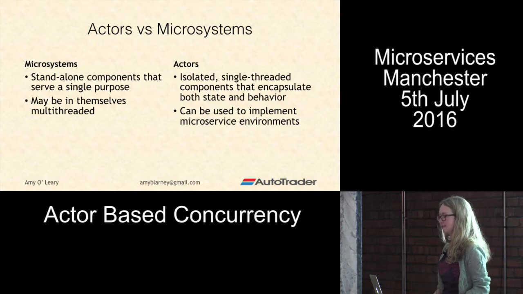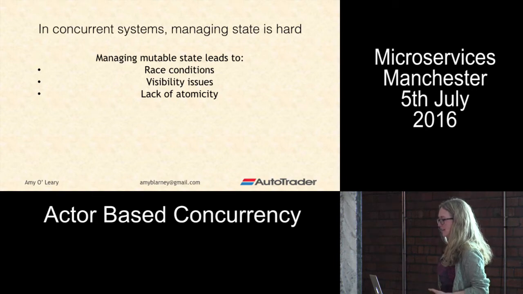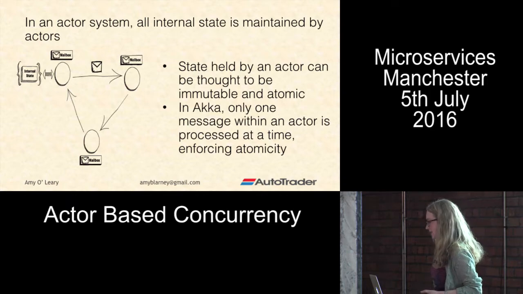So, why use actors? Well, in concurrent systems, managing state is hard. Managing mutable state can lead to race conditions, it can lead to visibility issues, it can lead to a lack of atomicity. Now, in an actor system, all internal state is maintained by the actors. So, state held by an actor can be thought to be immutable and atomic. So, if you want to create, read, update, or delete state maintained by an actor, you send an immutable message to that actor, and it might send an immutable message back with the outcome of the operation and maybe the state that you wanted to see.